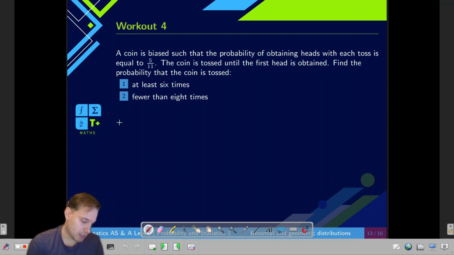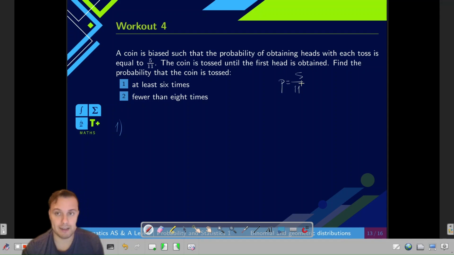We have, first, a coin that is biased so that the probability of obtaining heads with each toss is 5 out of 11. It's a bit more than a half. So that's going to be my p. My p is going to be 5 out of 11. The coin is tossed until I get my first head. And we have to find the probability that I toss the coin at least 6 times, or fewer than 8 times.